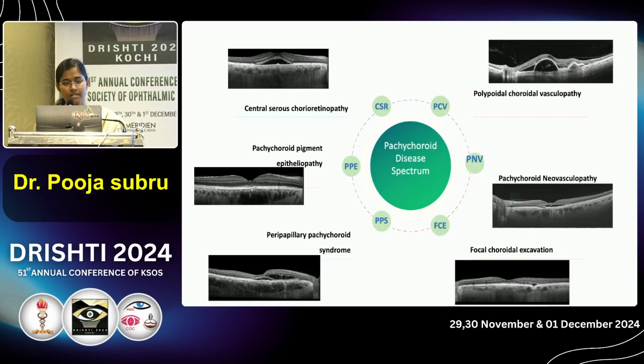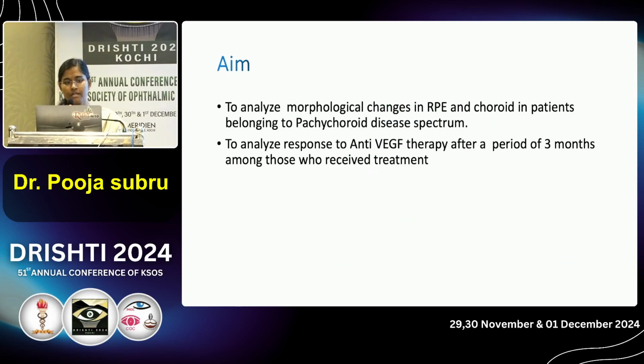So these are various entities: central serous chorioretinopathy, pachychoroid pigment epitheliopathy, polypoidal choroidal vasculopathy, pachychoroid neovasculopathy, peripapillary pachychoroid syndrome, and focal choroidal excavation. The aim of our study is to analyze the morphological changes in RPE and choroid in patients belonging to pachychoroid disease spectrum and to analyze the response to anti-VEGF therapy after a follow-up period of 3 months.